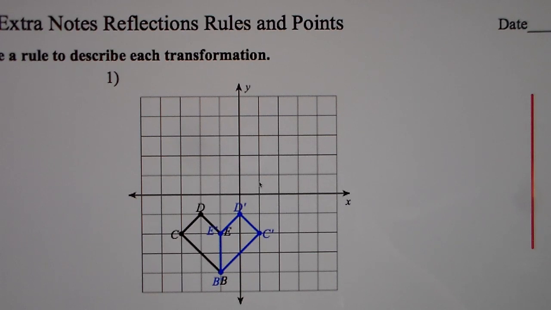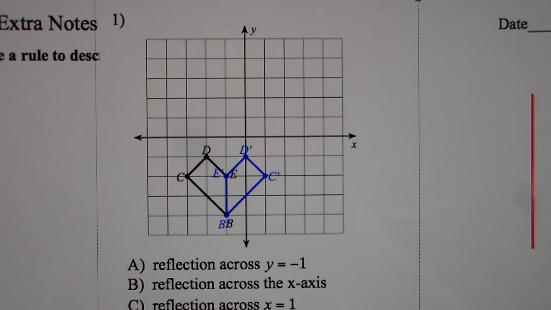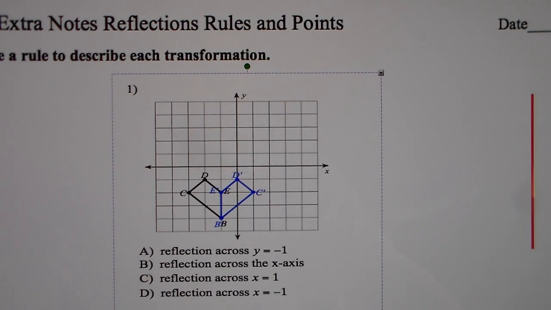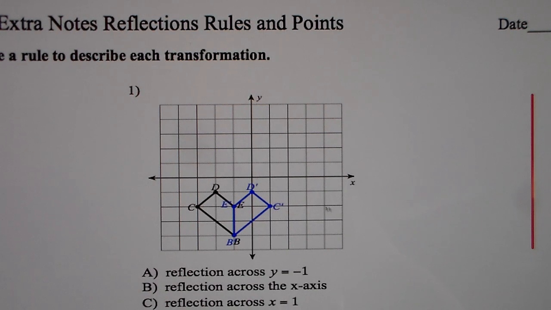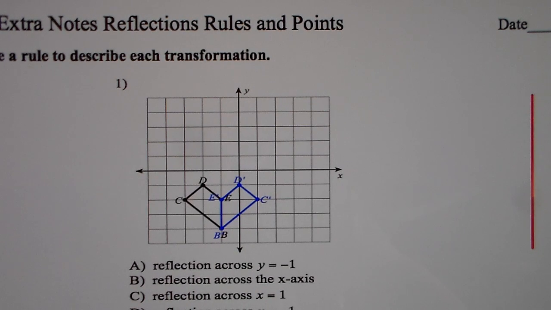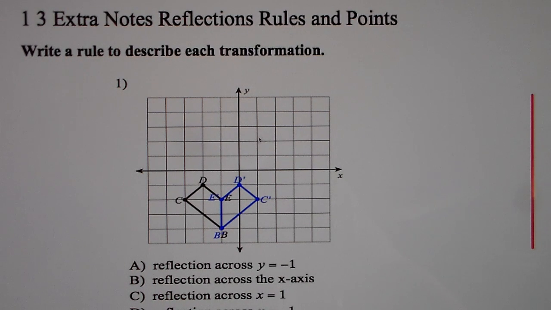Alright, so we've been talking about reflections in this lesson. And with reflections, you know it's just a flip. So it could be a flip on itself, or it's a flip over a line in any direction. Our goal here is to write a rule to describe each transformation. So we have this nice little picture here. We want to know, starting from the black picture, how it gets flipped onto the blue.